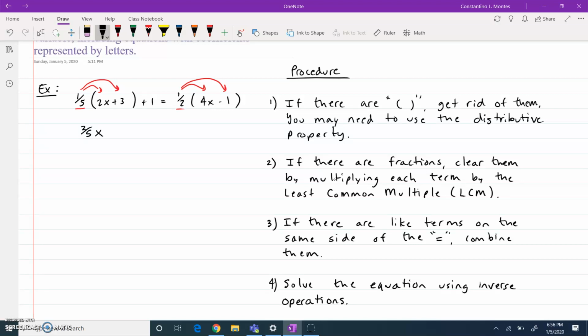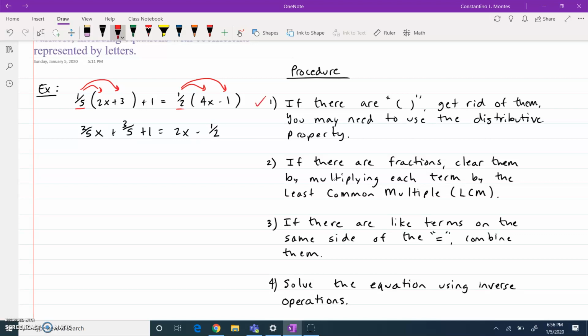That's 2/5 x. 1/5, 1 times 3 divided by 5 will be plus 3 over 5. The plus 1 remains the same. 1 times 4 is 4, divided by 2 will be just 2x. That one did simplify down. And then 1/2 times -1 will be minus 1/2. Okay, I think we got rid of all our parentheses.